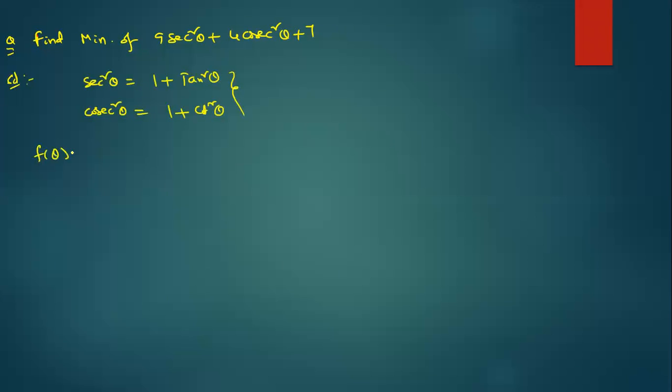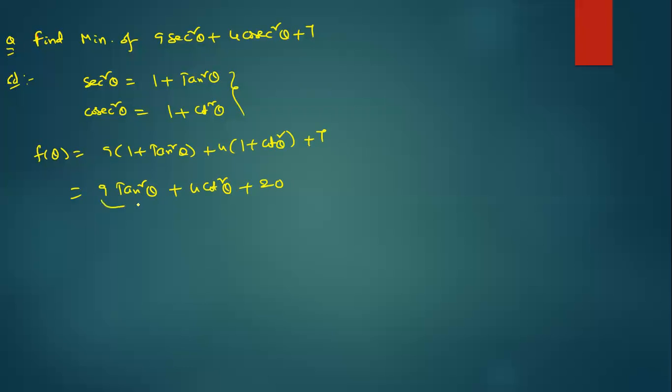F of theta is how much? 9 into 1 plus tan square theta plus 4 into 1 plus cot square theta. I'm writing step by step. So dear students, what is the answer? See carefully: 9 tan square theta plus 4 cot square theta, plus 9 plus 4 plus 7. Please tell me. 9 plus 4 is 13, plus 7, that means 20. The constant term is 20.